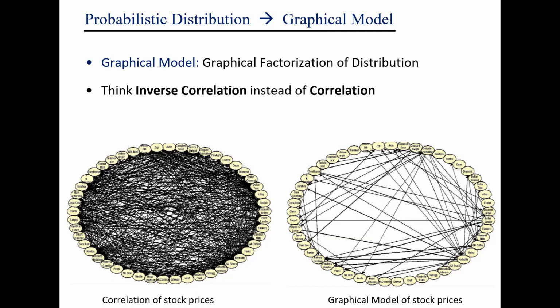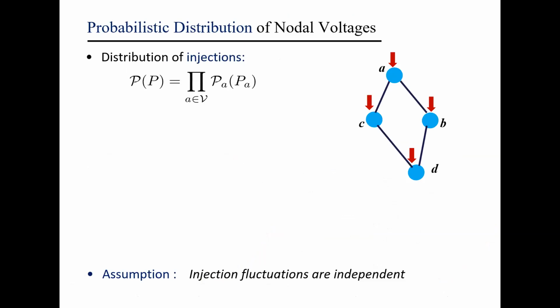But if you want to look at the dependency structure, or about who influences what, because a lot of these dependencies may not be direct, they can be indirect as well, you should look at inverse correlation or the graphical model of such stock prices. Again, now in a power grid context, I can look at a probability distribution of nodal voltages. And how do I do it? Now let's assume that the injection fluctuations are independent, and this has also been fairly well verified in practice.